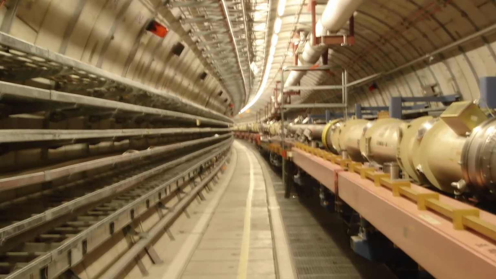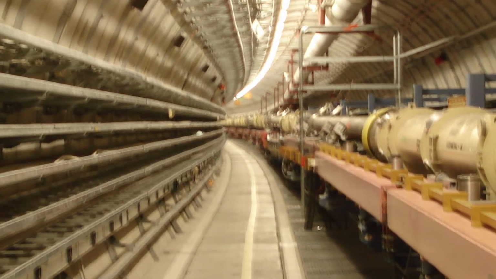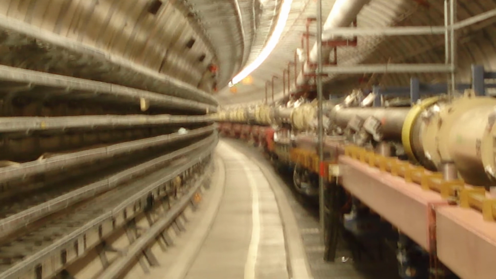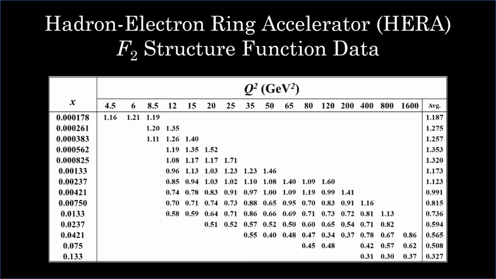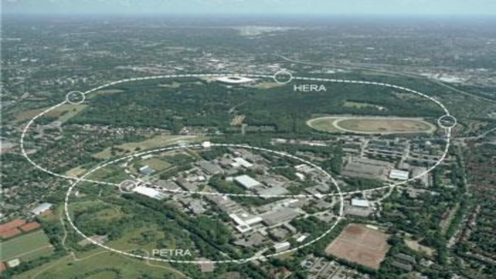In the mid-1990s, experiments done at the Hadron Electron Ring Accelerator, or HERA, in Europe, mapped the proton structure function for proton momentum fractions from x equals 0.133 to just under x equals 0.0002. Unlike SLAC, which was a linear accelerator where the electron probe moves and the proton target is stationary, HERA was a ring accelerator where both the electron and the proton move.